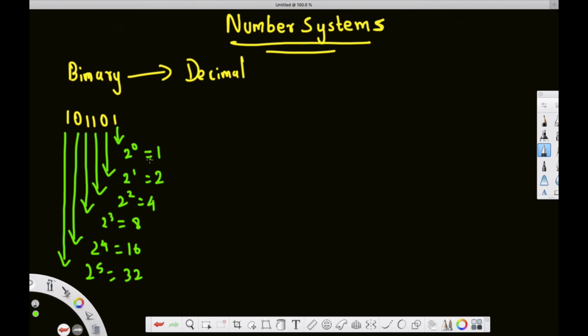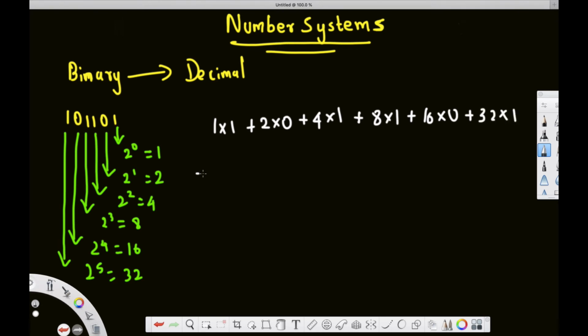Now if we multiply these values with these numbers, we will get the decimal value. First we have a 1 right here. 1 times 1 plus 2 times 0 plus 4 times 1 plus 8 times 1 plus 16 times 0 plus 32 times 1. Now let's add them together.